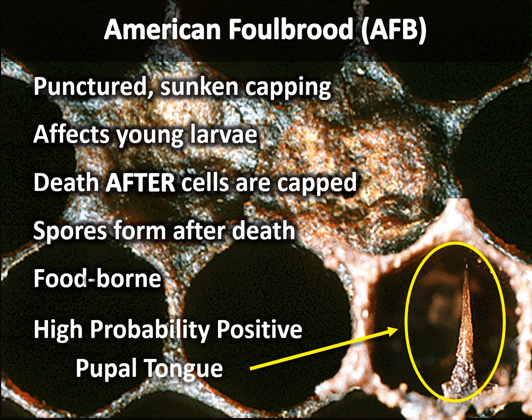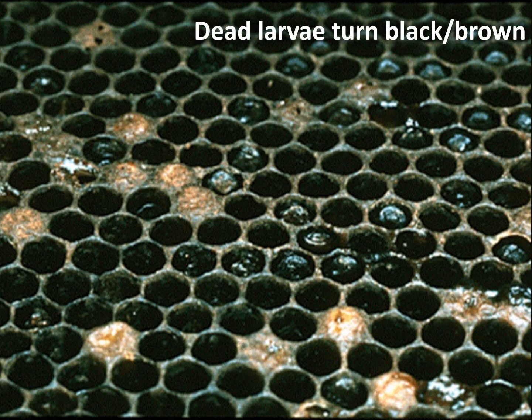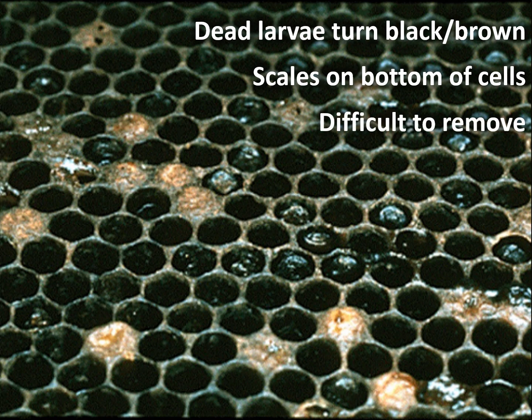So this sort of thing that's left is the proboscis sticking straight up. You're going to test for this. So it's a dead, black, brown, nasty smelling, slimy looking scales on the bottom of the cells. Try to pull out a bee. It's sort of difficult to remove. Every scale in there has a whole bunch of AFB spores in it.